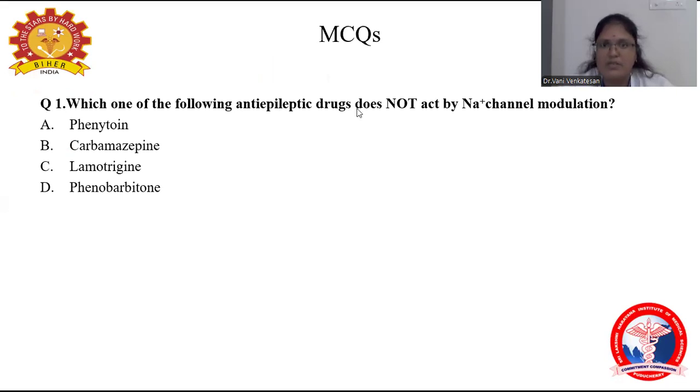Which of the following anti-epileptic drugs does not act by sodium channel? So you can see the options: phenytoin, carbamazepine, lamotrigine, and phenobarbital. And the answer is D, phenobarbital. As we already saw in the introduction chapter, phenytoin, carbamazepine, and lamotrigine, all these three drugs act by inhibition of sodium channel, whereas phenobarbital acts by potentiation of GABA.